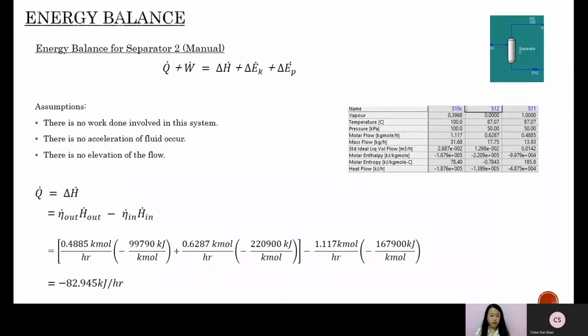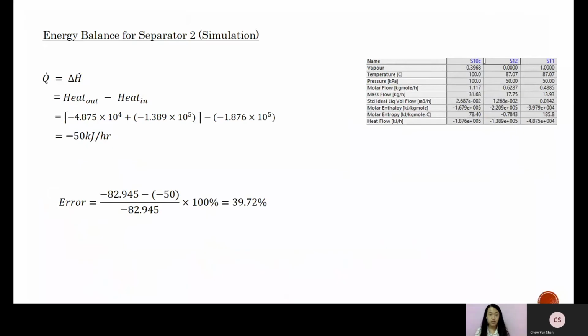So the calculations we will get negative 82.945 kilojoule per hour. This is for manual. For the simulations, we calculate heat out minus heat in, and we will get negative 50 kilojoule per hour. And the error we calculate is 39.72%.